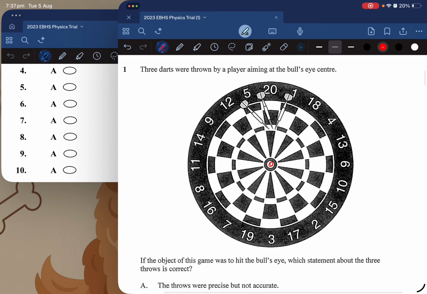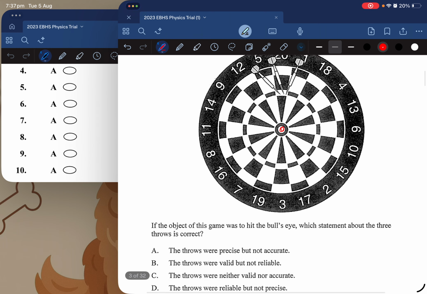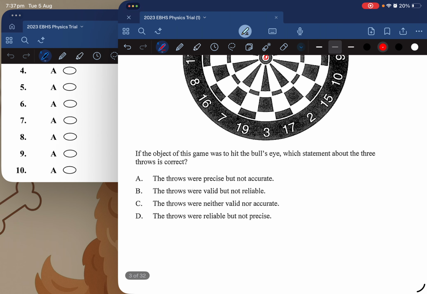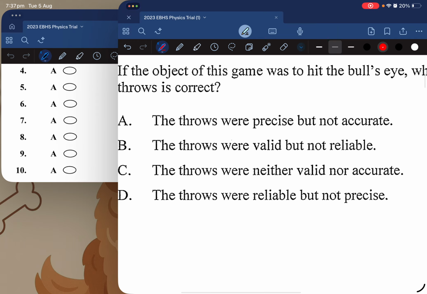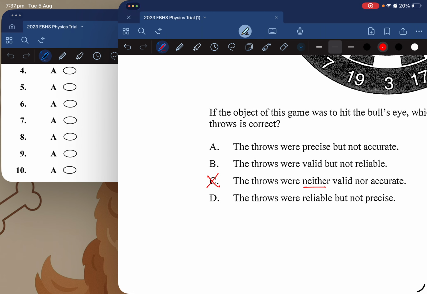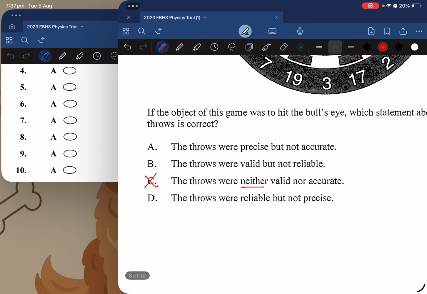So the first question: 3 darts are thrown by the player aiming at the bullseye center. If the objective of this game was to hit the bullseye, which statement about the 3 is correct? The throws are precise but not accurate. The throws are valid, not reliable. The throws are neither valid. Out of the 4 options, there's only one neither, and everything else has this valid thingy, so you can directly eliminate C. You don't even need to read it, because that's just there to throw you off.